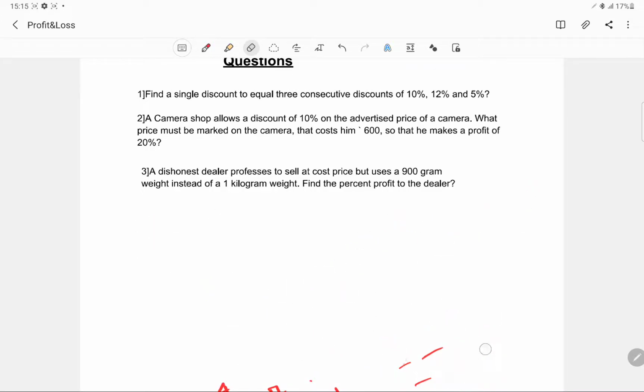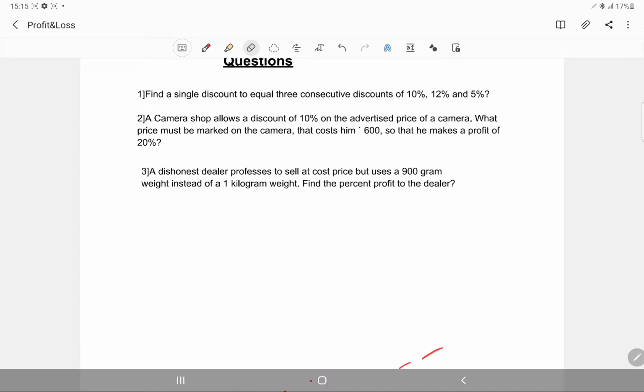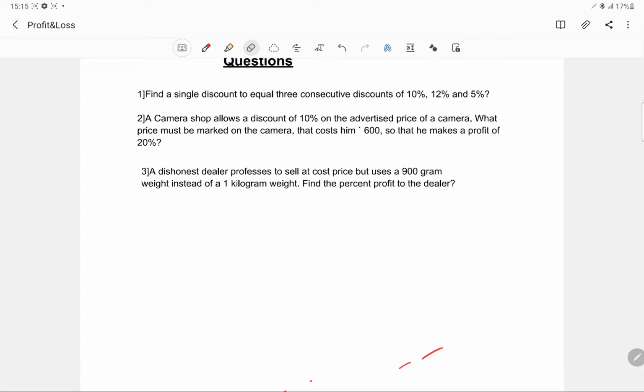Let's see the next question now. A camera shop allows a discount of 10% on the advertised price of a camera. Advertised price is basically the marked price. What price must be marked on the camera that cost him 600 so that he can end up making a profit of 20%? Just try and see this.